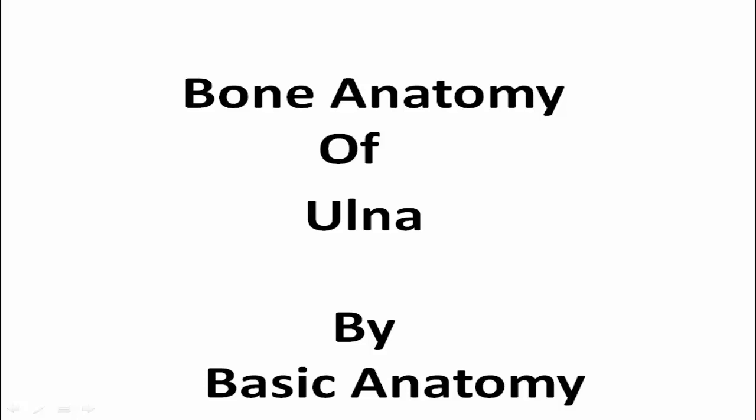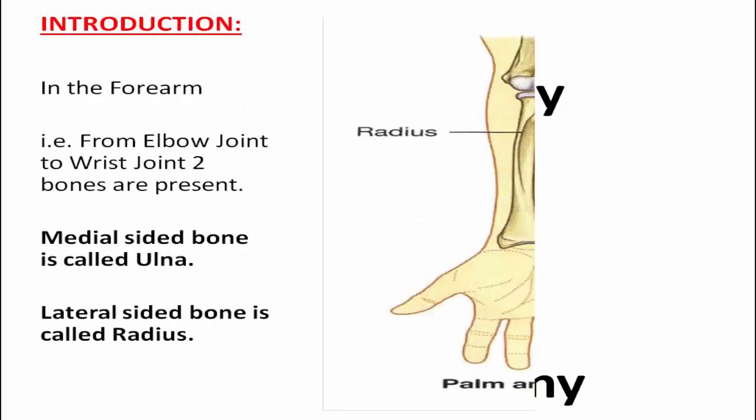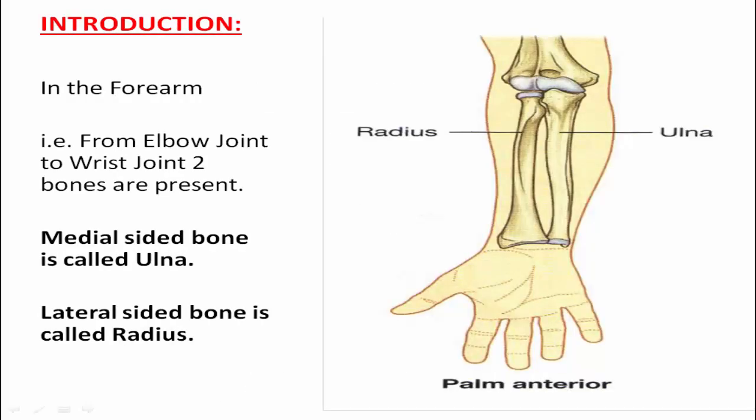Now today we are discussing the bone anatomy of the ulna. First of all, we have to know about the situation where the ulna is situated in the upper limb. For that we must have a clear concept about the forearm region, that means the region between the elbow joint and the wrist joint.